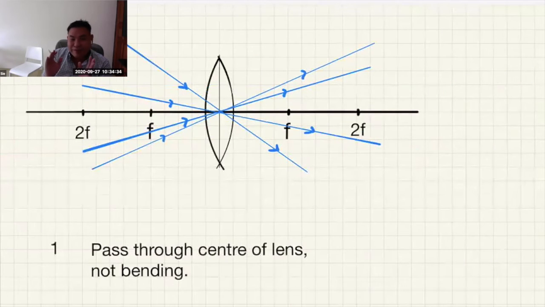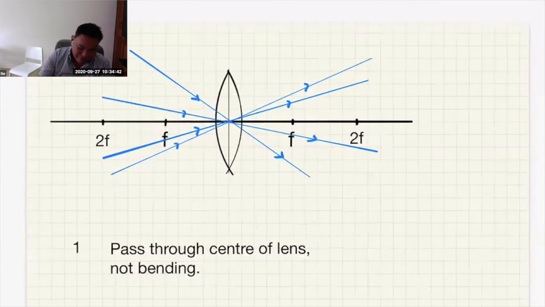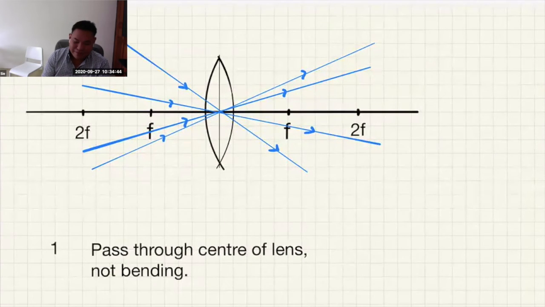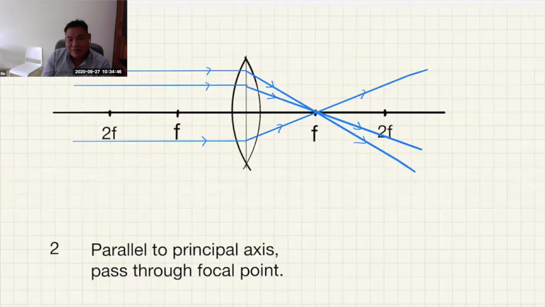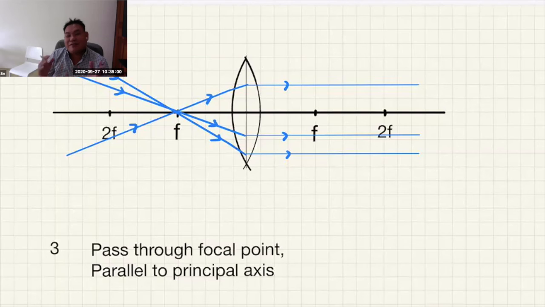Then we recap. You have 4. The first 3 are easy. One is pass through center of lens. Just go straight. No need to bend. Number 2, parallel to principal axis. On the other side, you draw pass through focal point. Number 3, if it is going to the lens by passing through the focal point, it will come out parallel to principal axis. That's the first 3, which is easy.